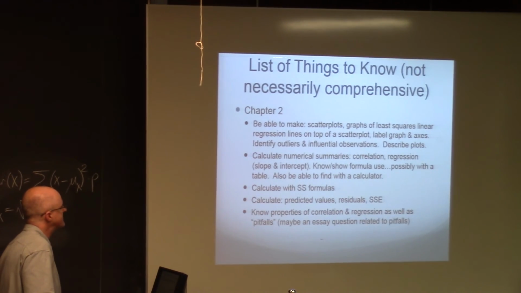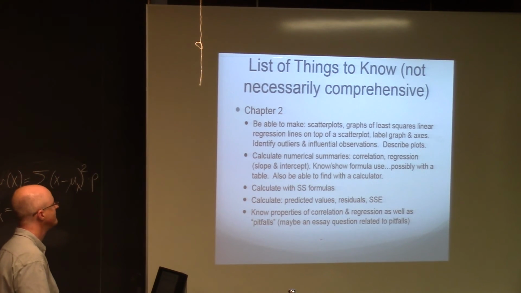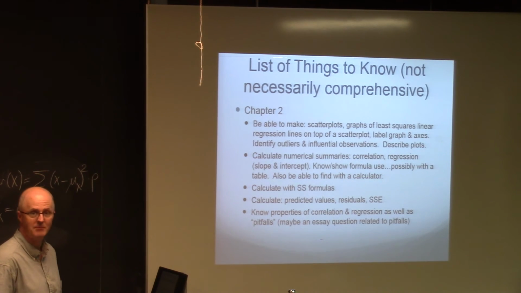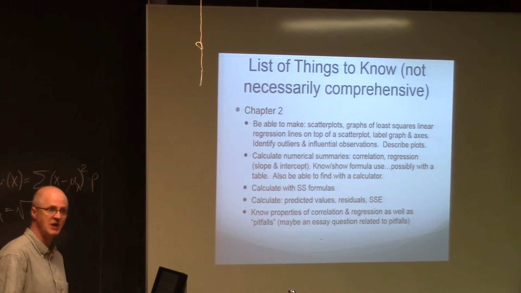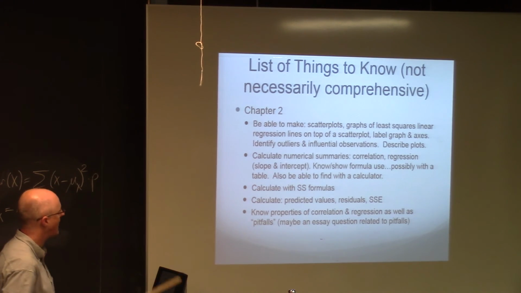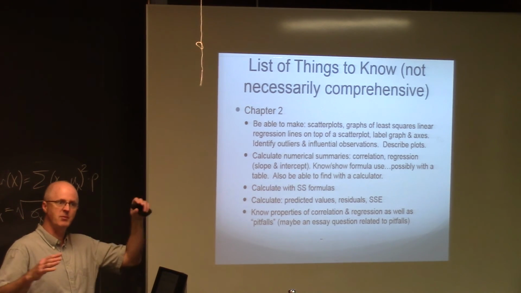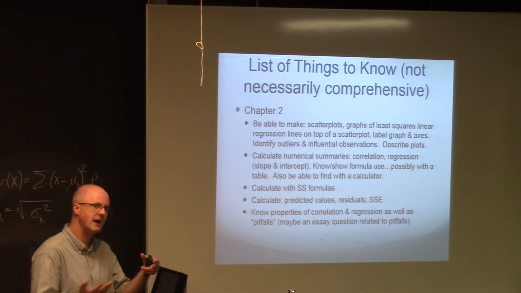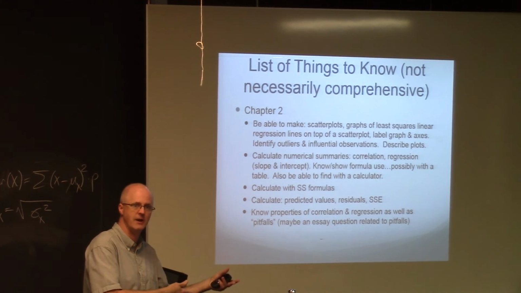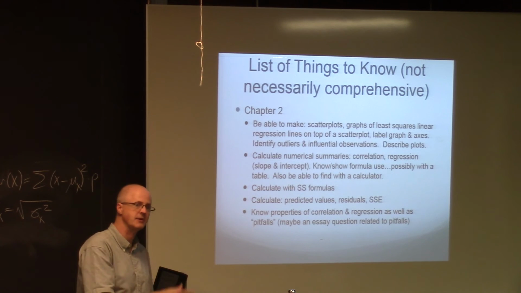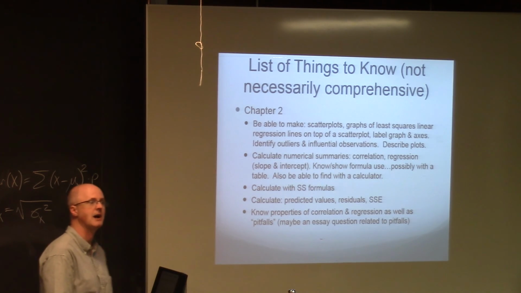Chapter 2, we can also summarize with plots. Oh, I forgot to say, be able to describe plots. Be able to describe distributions: shape, center, spread, those kinds of words. Be able to describe scatterplots. Is it an upward trend or a downward trend? Is it a strong trend, moderately strong trend, weak trend? Is it a linear trend or a nonlinear trend? Those are the kinds of words that you want to talk about.